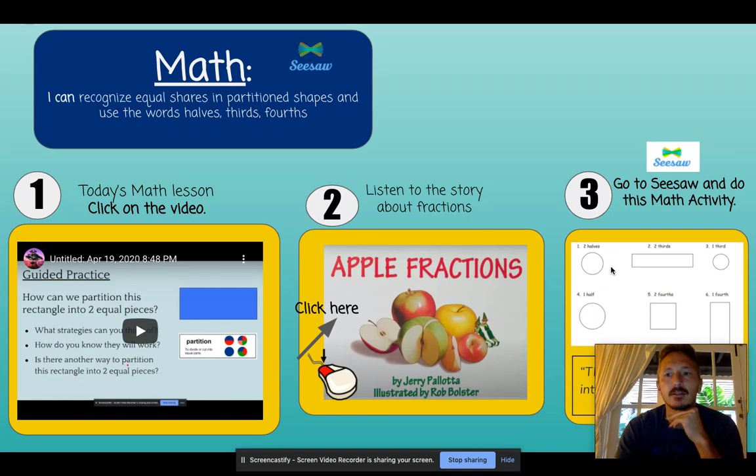Here in this activity, for number 3, your Seesaw activity, you're just going to partition the shapes into the equal parts that they tell you to. And you're going to color in those number of parts. So it says, like in number 1, you're going to break it up into 2 halves. Okay, and then you can color in 2 of the halves.